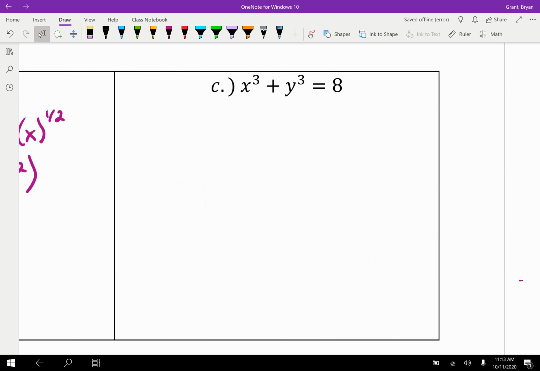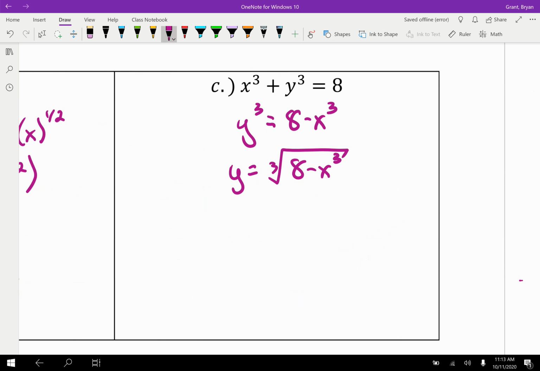For our last one, I think, again, you'll probably want to isolate that y cubed. Okay, and then cube root to undo everything. Remember, when we introduce an odd indexed root, we do not want to do a plus minus. There's only one answer for these, not two. And we could, of course, rewrite this as 8 minus x cubed to the 1/3 power.